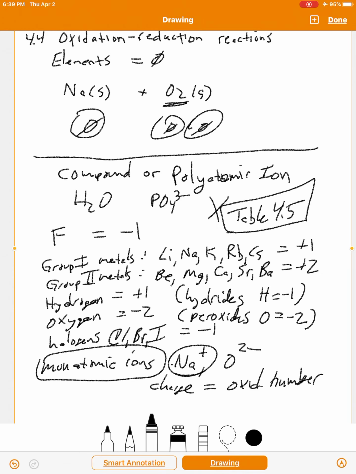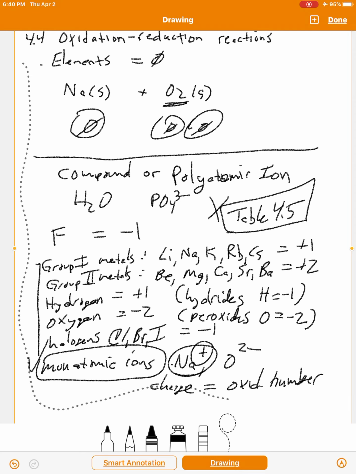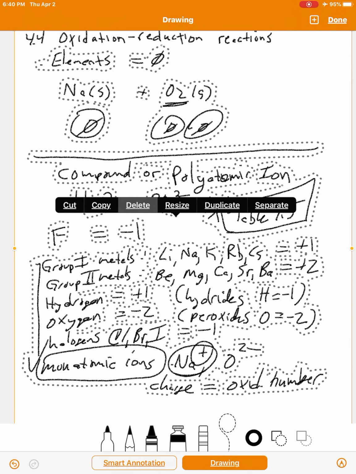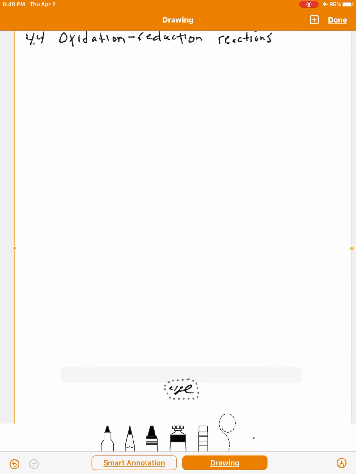Those are a couple of more exotic materials, but generally it's these rules that I've laid out here from table 4.5. Okay, so elements are 0. If it's a compound or polyatomic ion, you have this set of rules here, and if it's a monatomic ion, the charge of the ion is equal to the oxidation number. Pretty straightforward. Okay, let me show you just a couple of examples. You're going to do these in the practice problems, but let me show you.